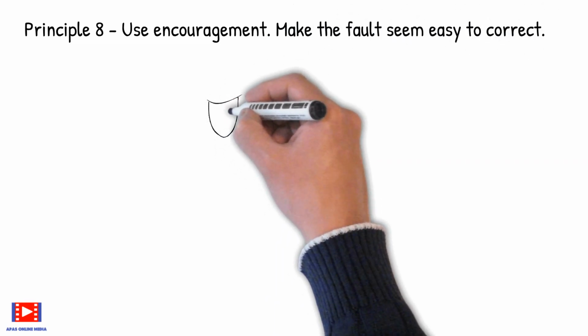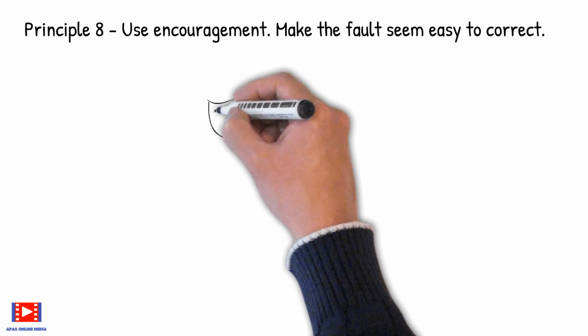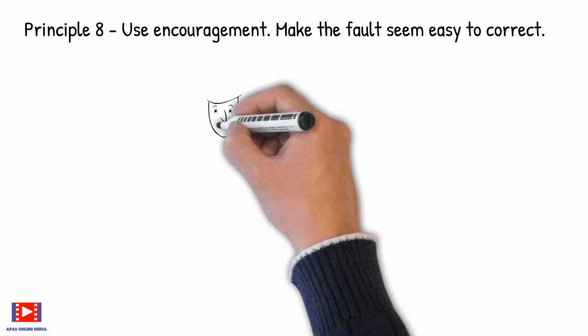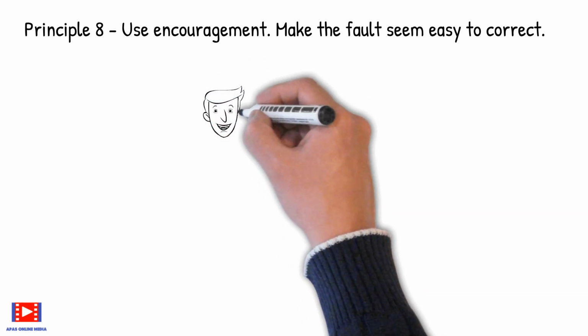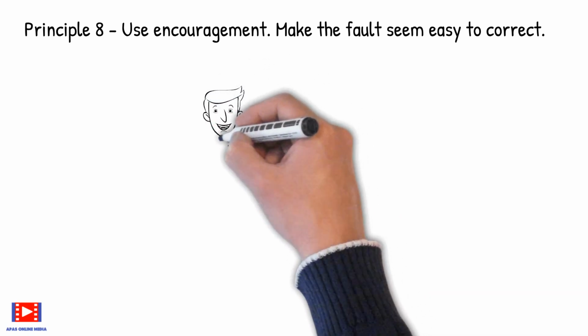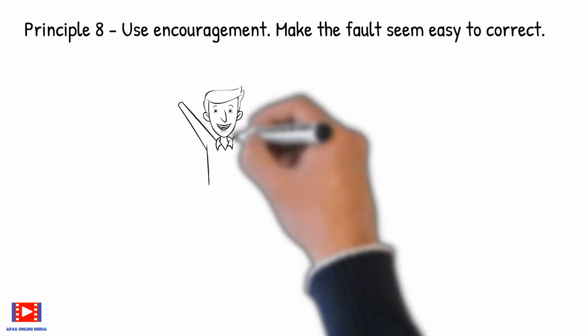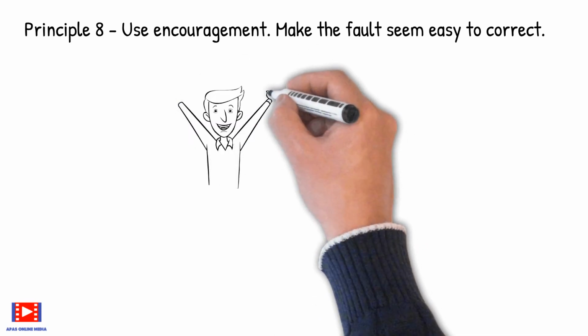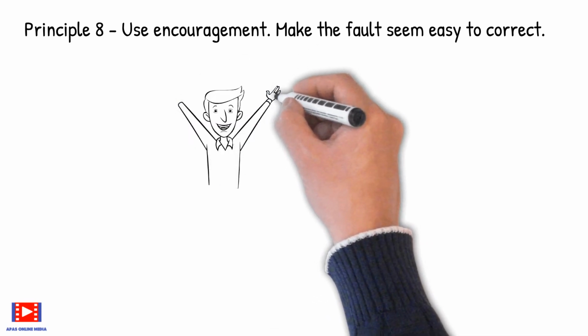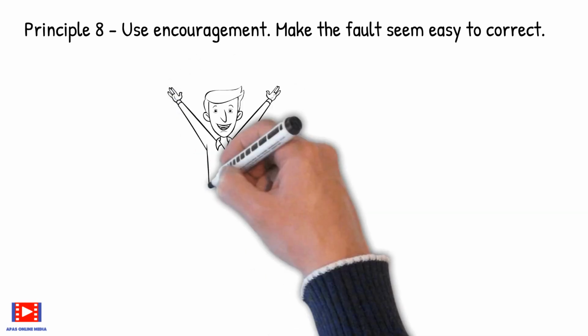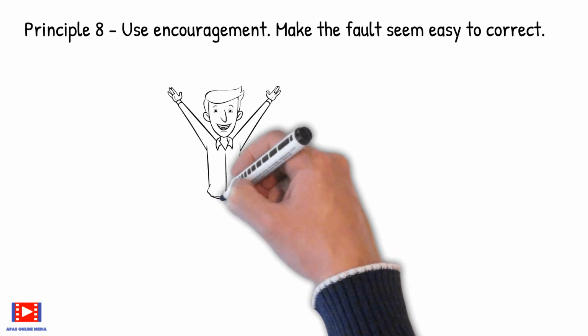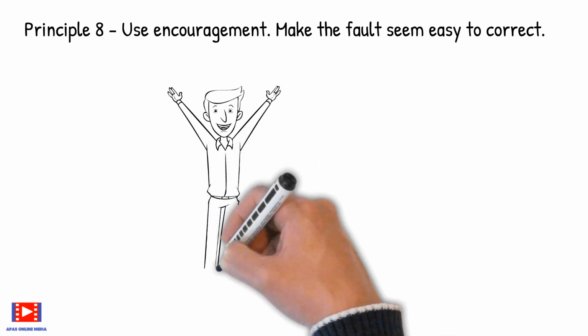Principle 8. Use encouragement. Make the fault seem easy to correct. Tell your child, your spouse, or your employee that he or she is stupid or dumb at a certain thing, has no gift for it, and is doing it all wrong, and you have destroyed almost every incentive to try to improve.